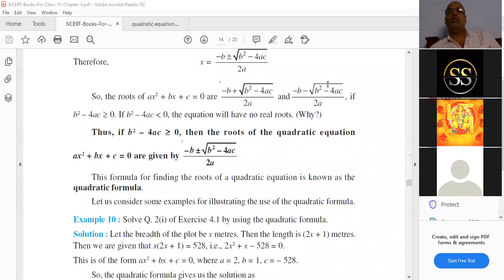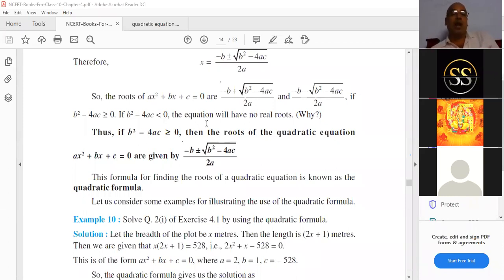Good girl. So D is called the discriminant, b square minus 4ac. Nature of roots means you have to find the value of b square minus 4ac. If it is equal to 0, the equation has real roots and they are equal. If b square minus 4ac is greater than 0, real roots exist but they are distinct, not equal. If b square minus 4ac is less than 0, real roots do not exist. These are the three conditions you have to remember.